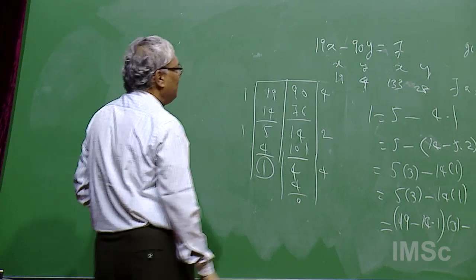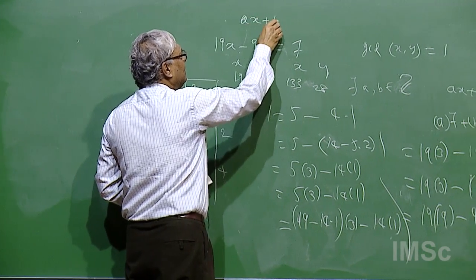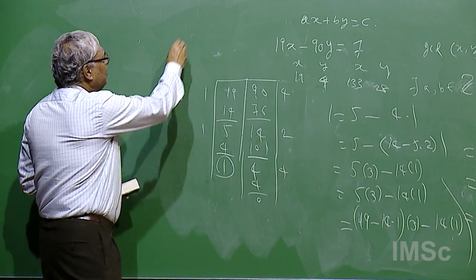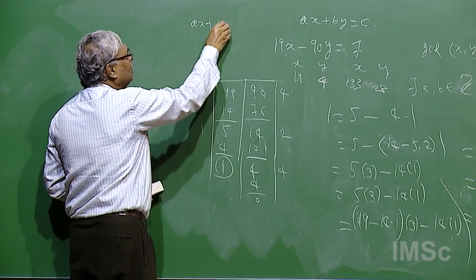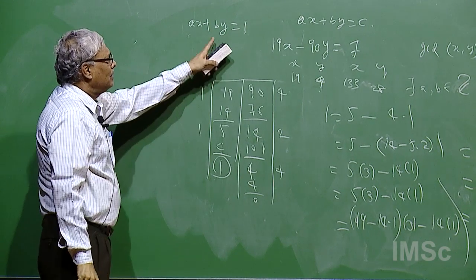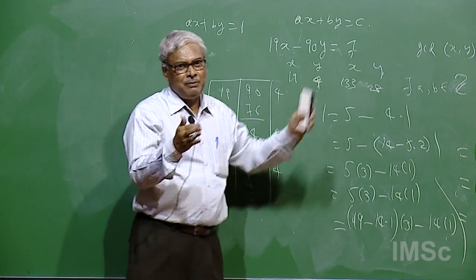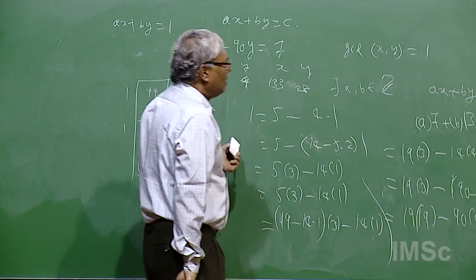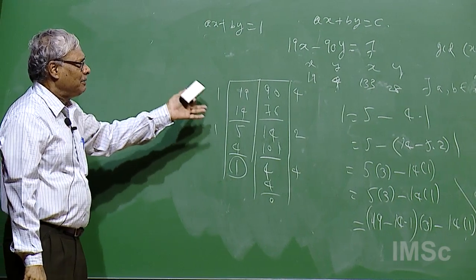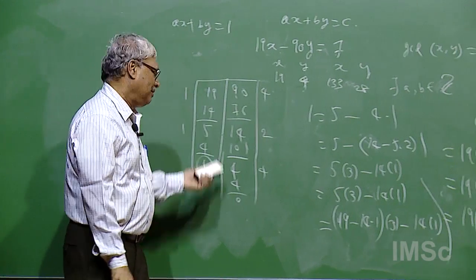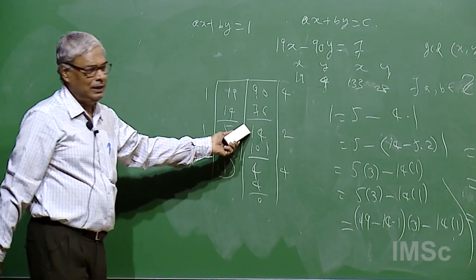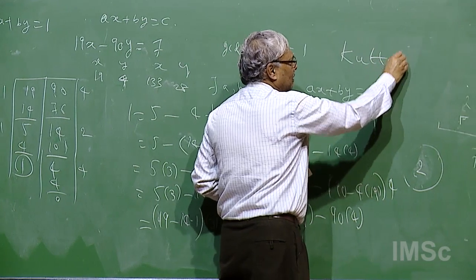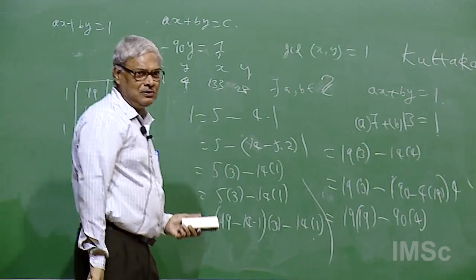So thus you can solve in general ax plus by equal to c. If a and b are co-prime, you first solve ax plus by equal to 1 using this procedure. And then using this solution, you can generate the solution for c just by multiplying both the solutions by c. Now, of course, both the Indian mathematicians and the Greek mathematicians knew this procedure because this Euclid algorithm was well known by then. So the Indians named this procedure Kuttaka.